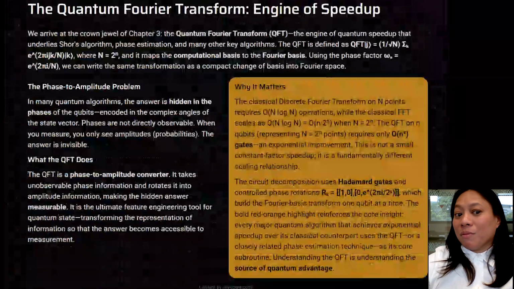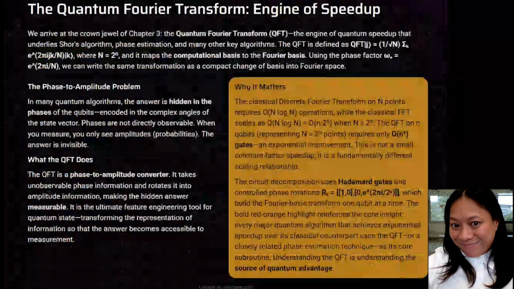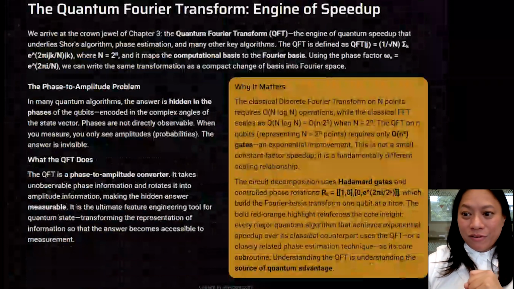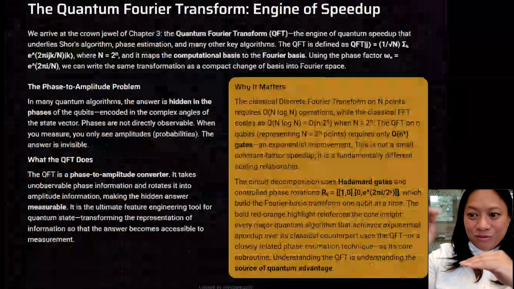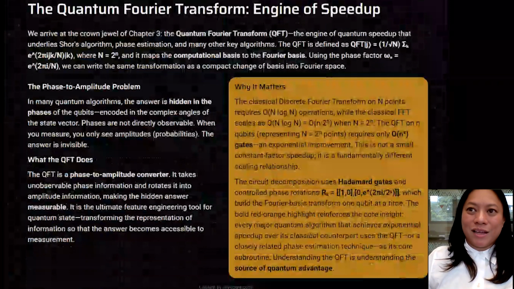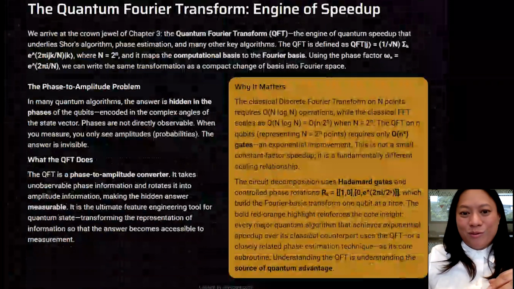And so now we talk about QFT, the engine of speed up. And remember, guys, this is a very, very top level explanation of all of these terms. I do hope that you take the time to take a look at the notes that we'll provide.